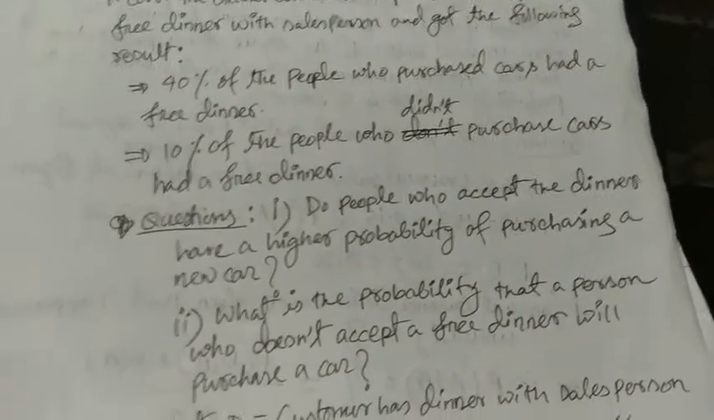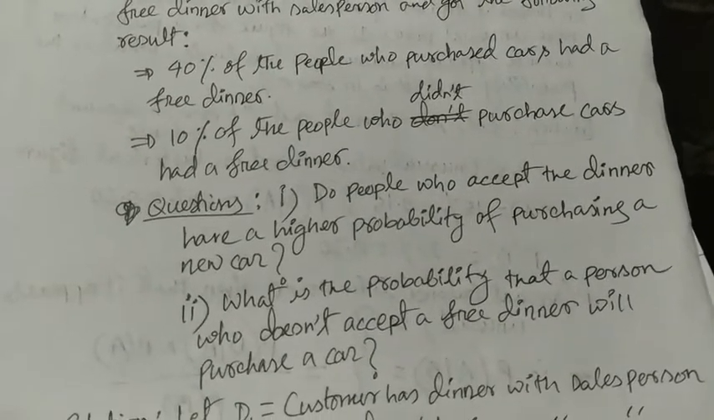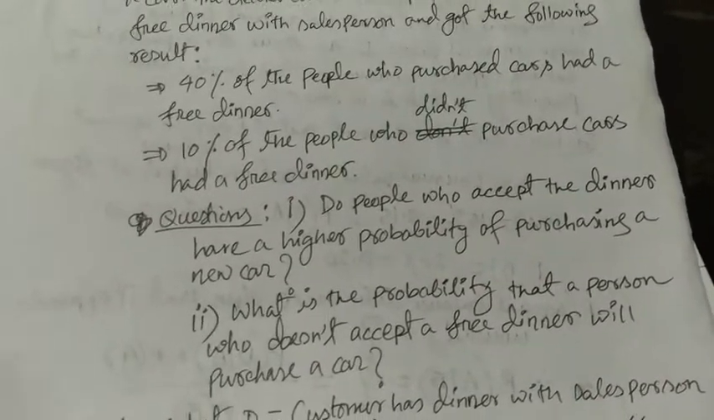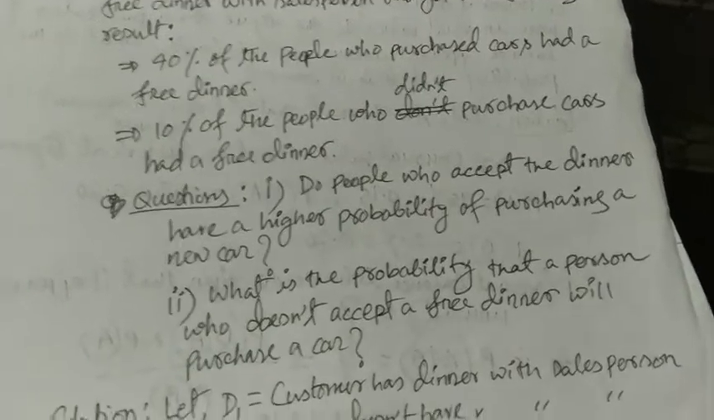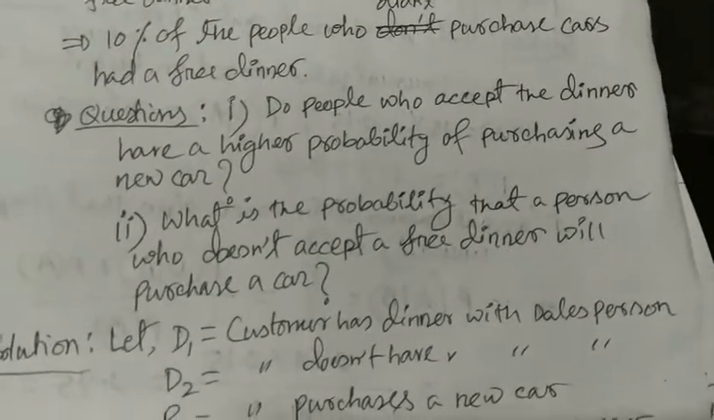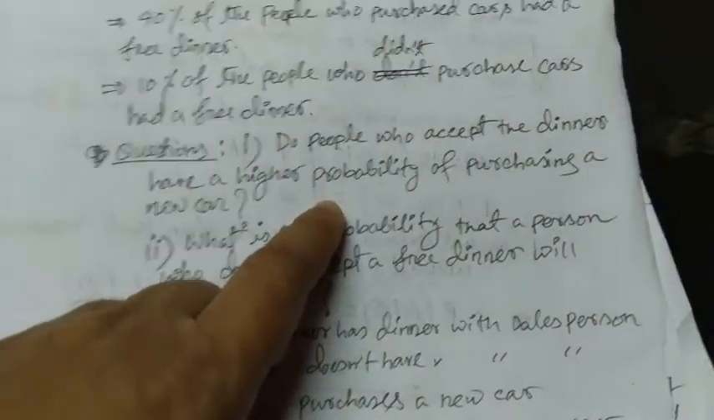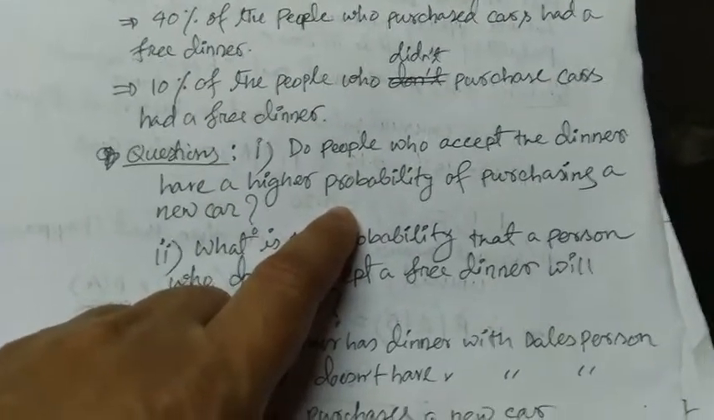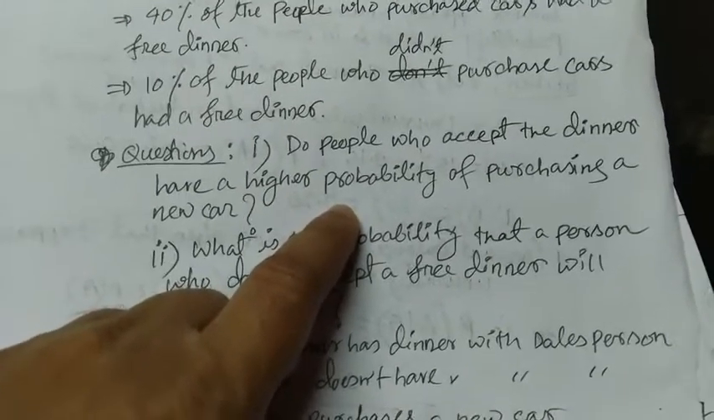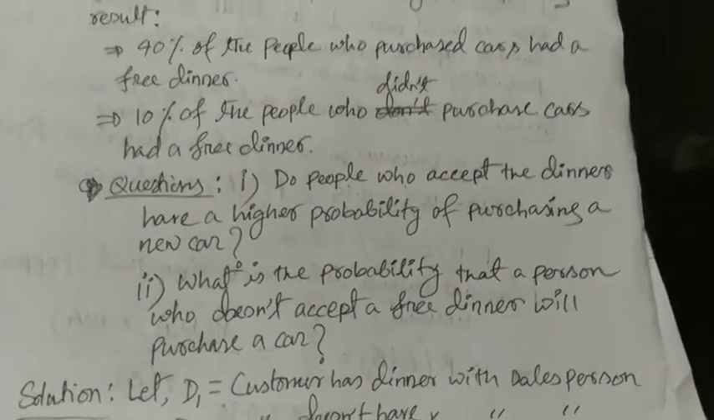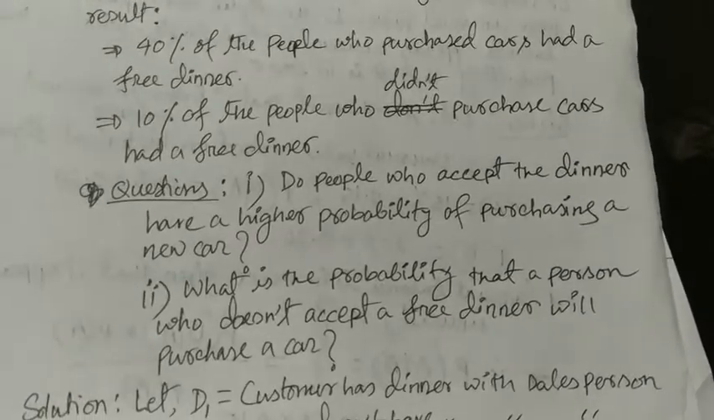Now at present, before the dinner offer, only 10% of customers are buying a car. So if we see that more than 10% of customers are buying a car after receiving the dinner offer, then we can say that the dinner offer is successful. So in the first part, we need to find the probability of purchase given that the customer had dinner. That means we need to see after receiving the dinner whether the probability of purchase has improved or not. So we need to find the probability of P1 given D1.